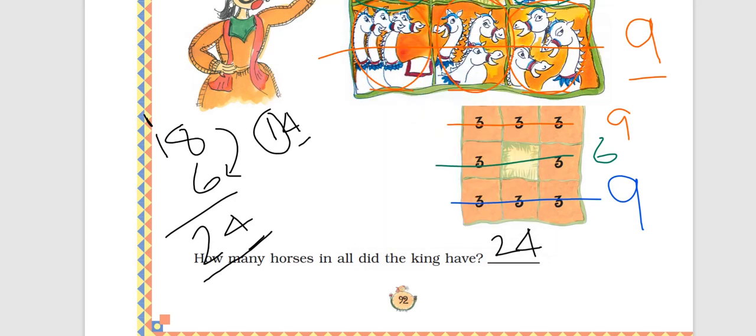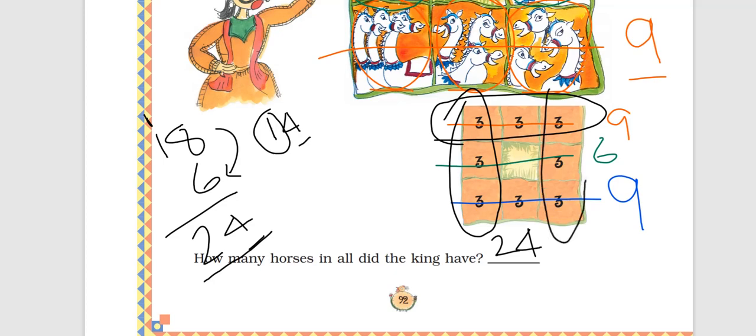And why is that? So the king was always counting each row like this, right? You get 9 over there, 3 plus 3 plus 3 is 9. And then he would count like this, 3 plus 3 plus 3 is 9. He would count like this, 3 plus 3 plus 3 is 9.